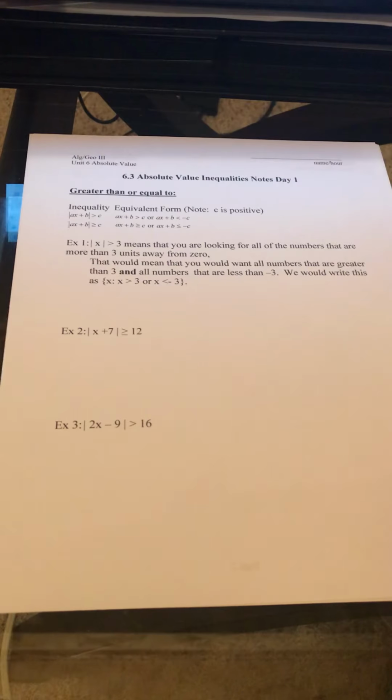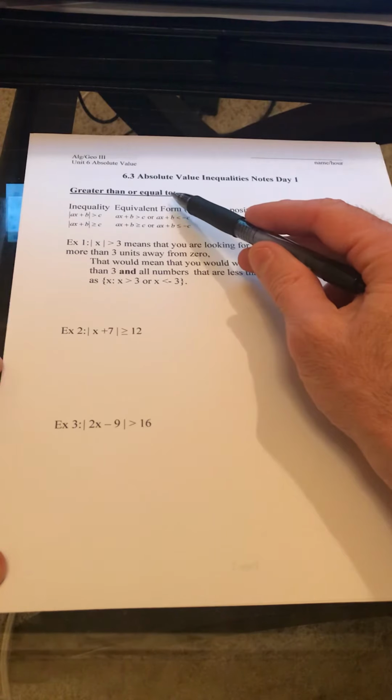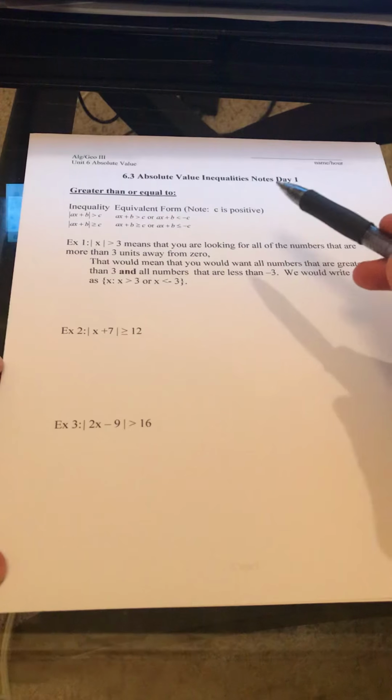What we're going to look at in section 6.3 will follow up with our absolute value inequality notes from section 6.2. You will see a lot of similarities to those, so if you have those pages handy, you might want to refer to those. But the single biggest thing that is different for today is that we are going to look at the greater than or equal to inequalities.